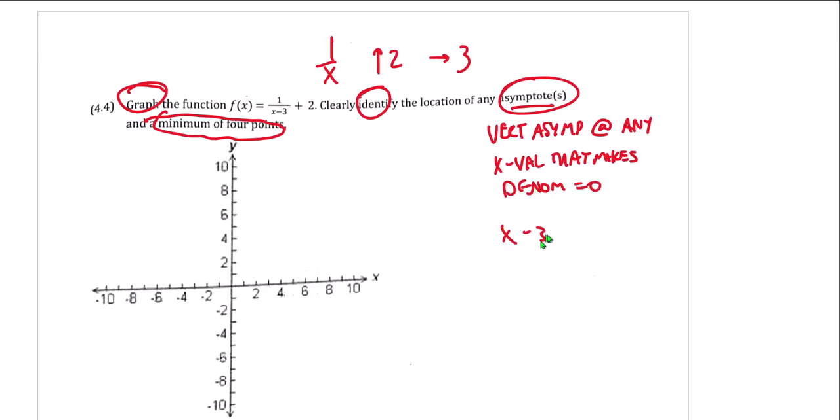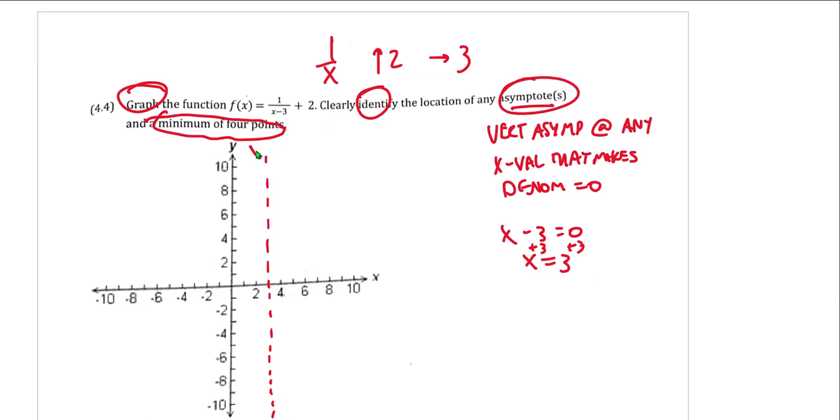So denominator equals 0, solve for x. We're going to have a vertical asymptote here at x equals 3. X equals 3 is also a prohibited value in the domain. Our domain cannot include x equals 3 because when x equals 3, the denominator will be equal to 0, and this function will be undefined. When a denominator equals 0, we are talking undefined. So there will be a vertical asymptote here at x equals 3.